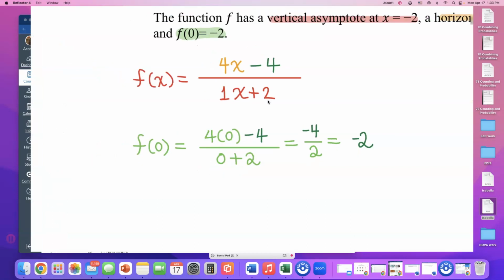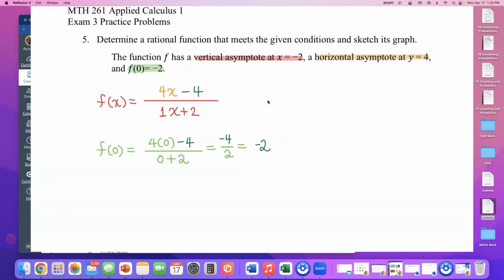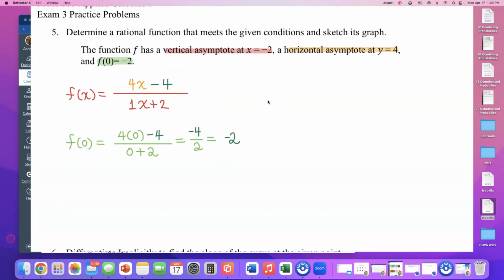All right, so I think I fixed the issue, okay? By putting minus 4 on top of the fraction, I will be able to get f of 0 equals negative 2. And I still have a vertical asymptote at x equals negative 2, and I still have a horizontal asymptote at y equals 4. So, last thing I need to do is sketch this function.